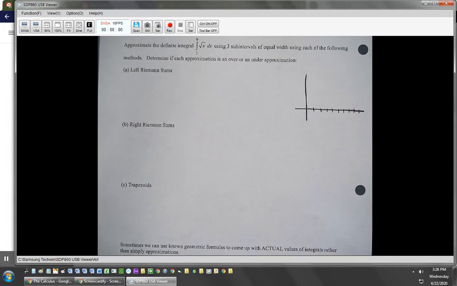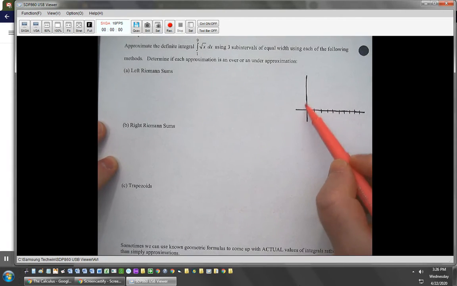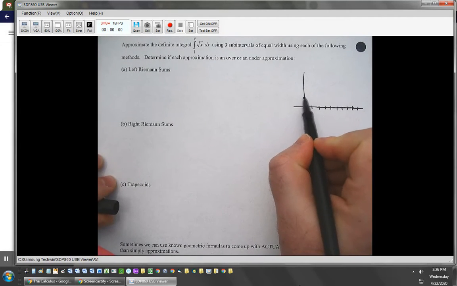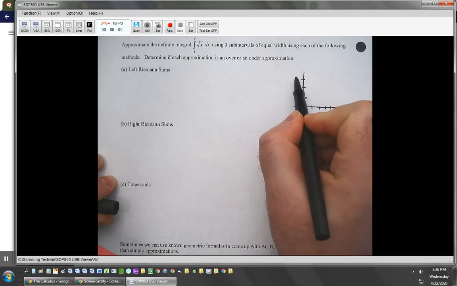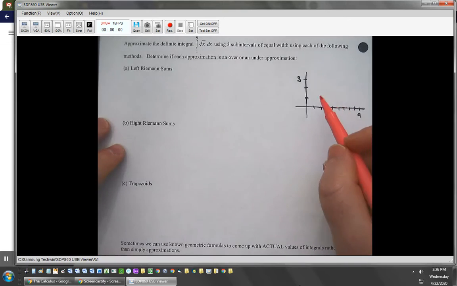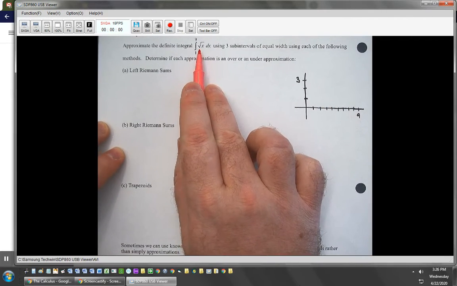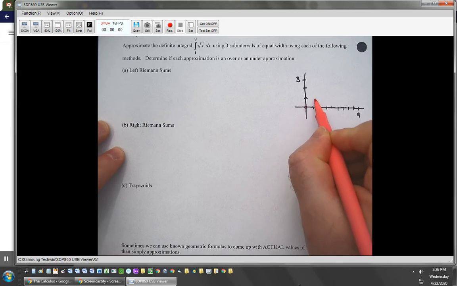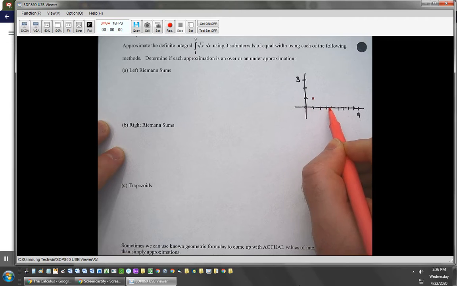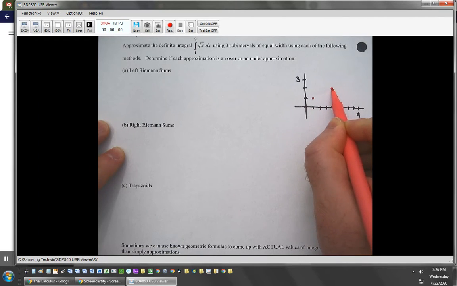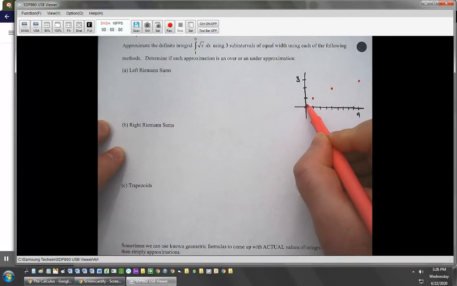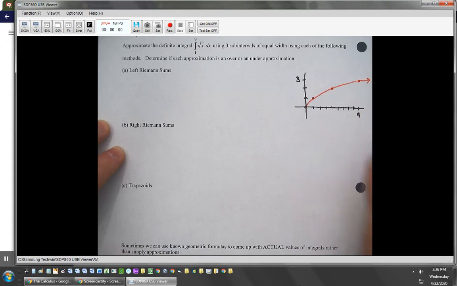Let's see how you did. All right, so our square root function looks something like this. We can get more specific than just randomly drawing a curve here. We can get some values in here. So when we plug in 0, 0 square rooted is 0, square root of 1 is 1, square root of 4 is 2, square root of 9 is 3. So we get a curve that looks something like that.